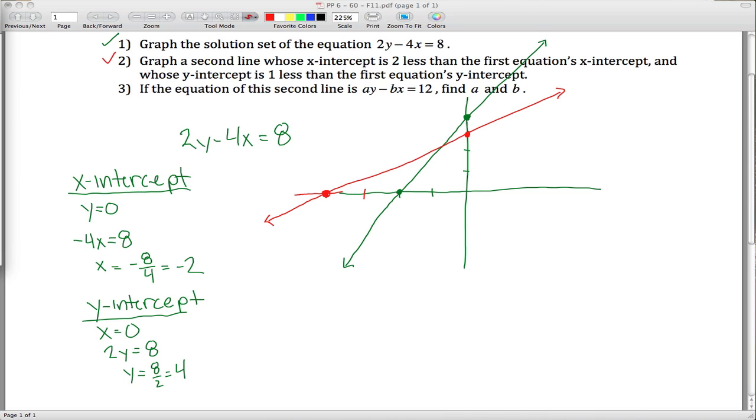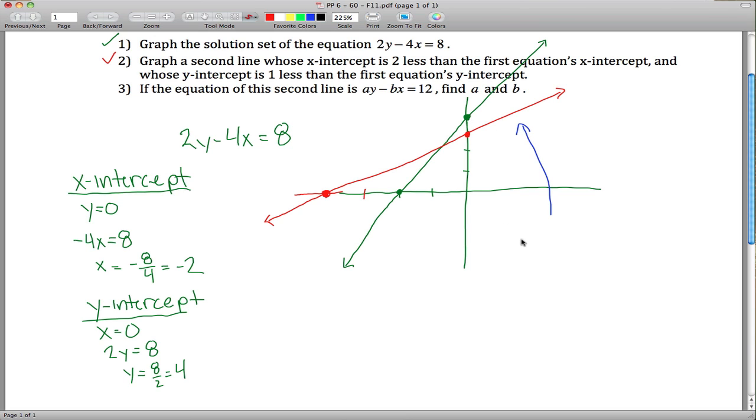Task 3, which I thought was the hardest of the 3, I thought it was pretty tricky, is saying, okay, the equation of the second line, the red line right here, maybe I even draw an arrow to it, is ay minus bx equals 12. And what I want you to do is figure out what a is and what b is. These are just numbers. What numbers are they?